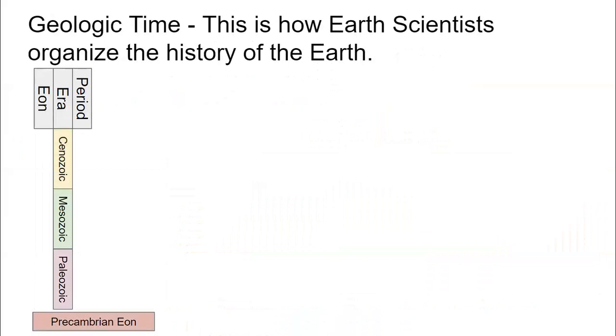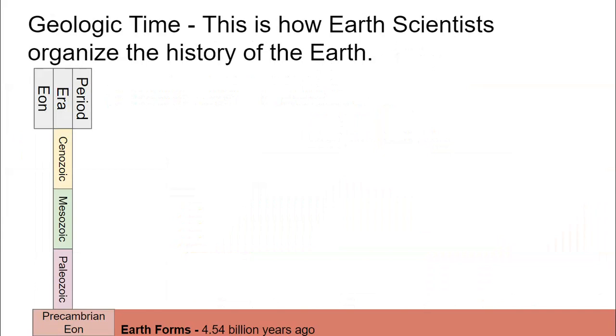So we have the Cenozoic, Mesozoic, and Paleozoic. I want to start with the prefixes there. Ceno means recent, Meso means middle, and Paleo means old. So you can have the old time, the middle time, and the recent time. Pre means before. And so the Precambrian will happen before the Paleozoic, Mesozoic, and Cenozoic. The Precambrian is the time before. It is the beginning time.